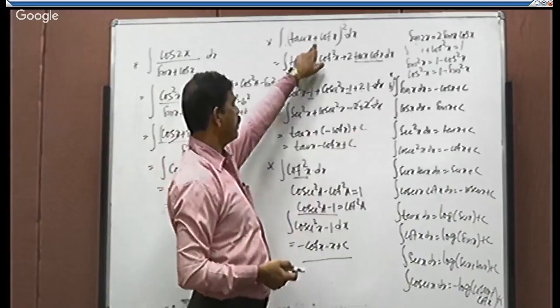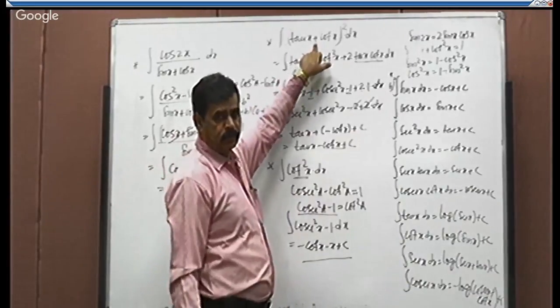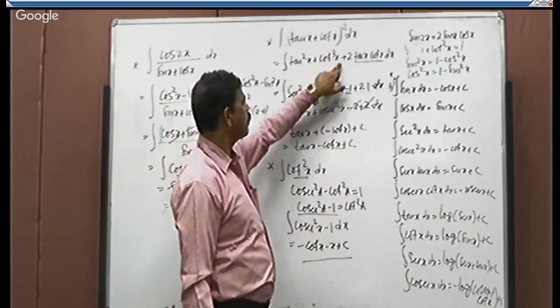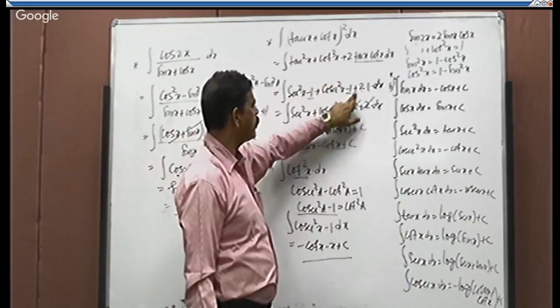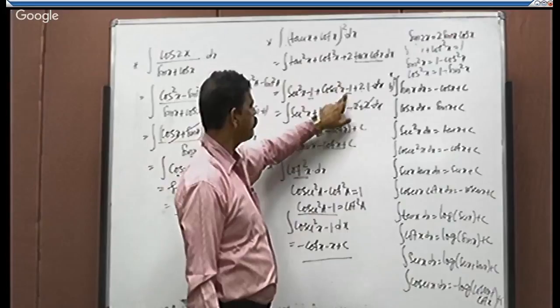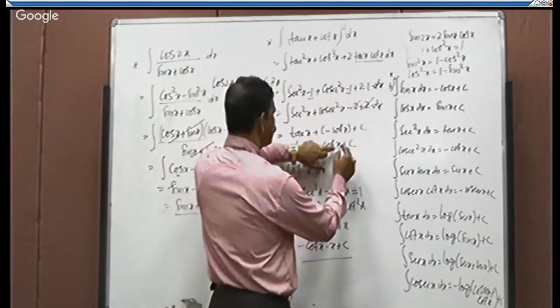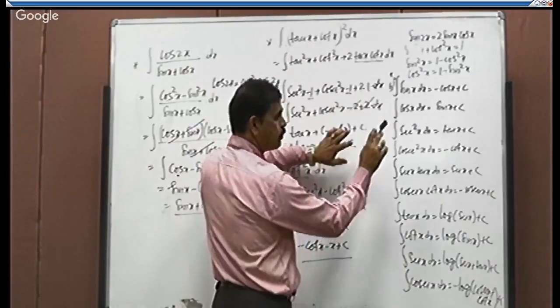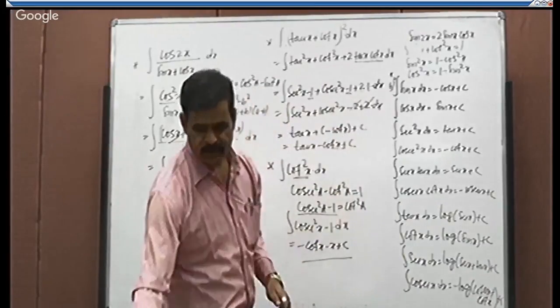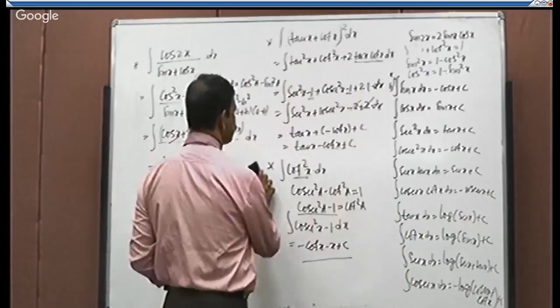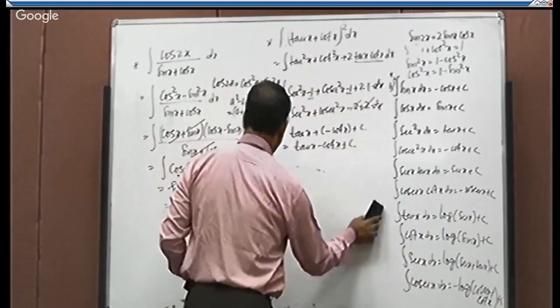Suppose if it is minus sign, so what happens? This will become minus, this will become minus. So minus 1, minus 1, minus 2. It becomes minus 4. Along with this, you will have minus 4 into x. That is the answer for tan x minus cot x whole square.